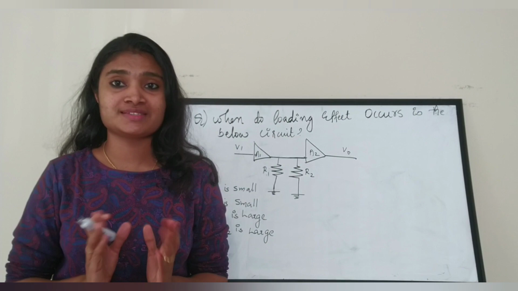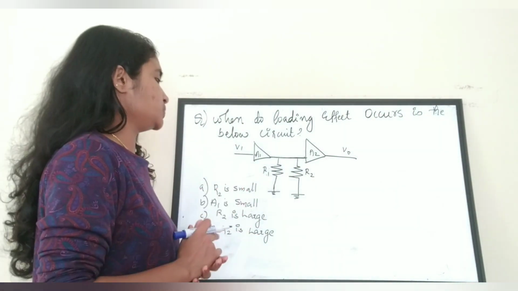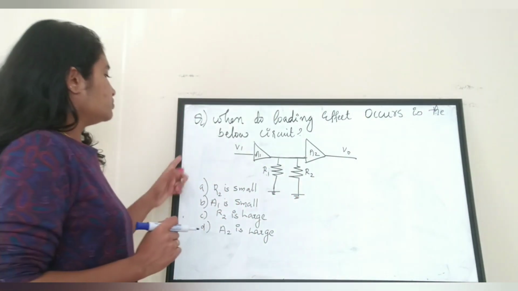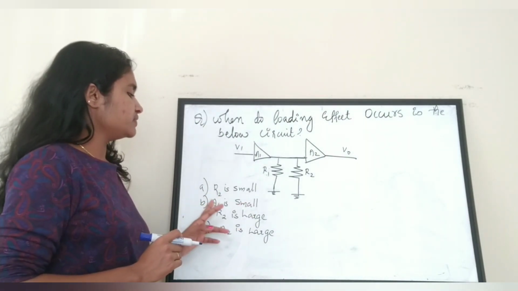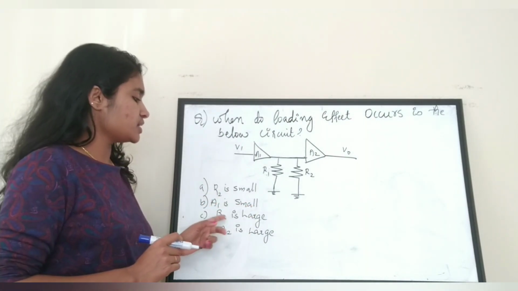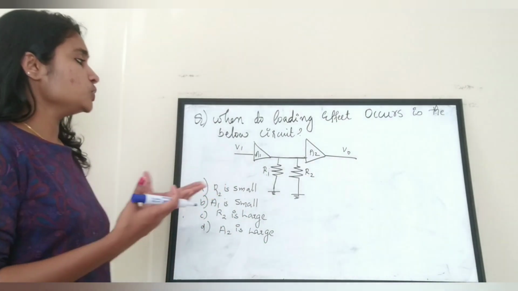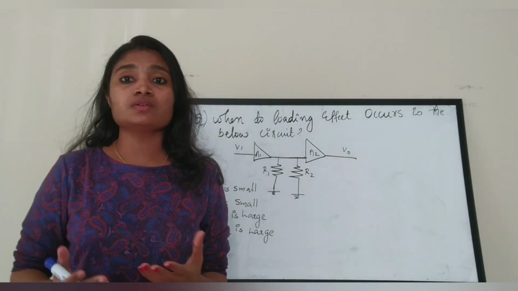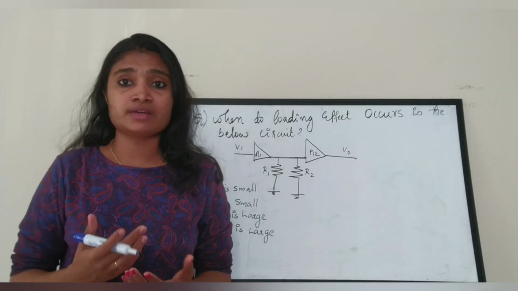So let's see. The first question which we are going to discuss today is this: when does loading effect occur in the below circuit? So this is the circuit. The options given are: option A, when R2 is small; option B, when A1 is small; option C, when R2 is large; option D, when A2 is large. This circuit, if you examine, is nothing but the cascading of amplifiers. In analog circuits, we have studied the topic called cascading of amplifiers.